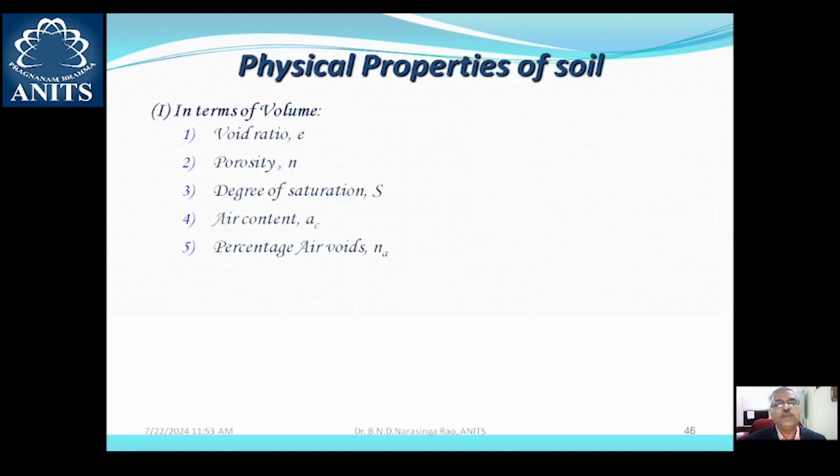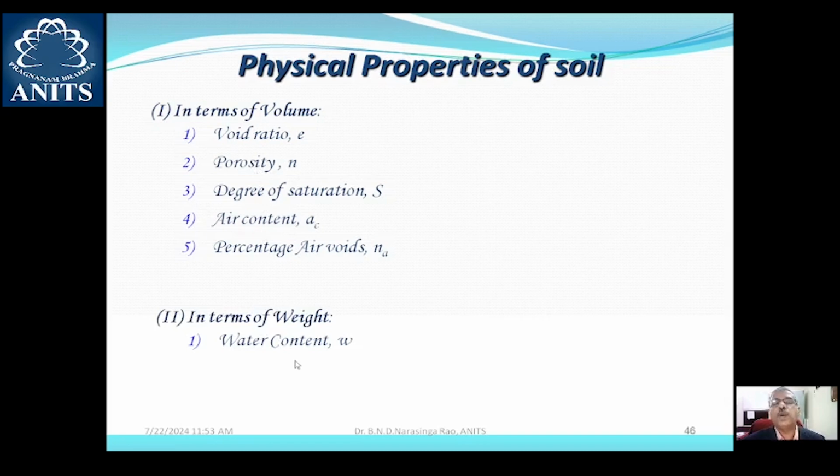Now, let's start with the physical properties of soil. There are different sets of physical properties. The first set of physical properties are defined in terms of the ratio of volumes of quantities. There are 5 such physical properties: void ratio, porosity, degree of saturation, air content, and percentage air voids.